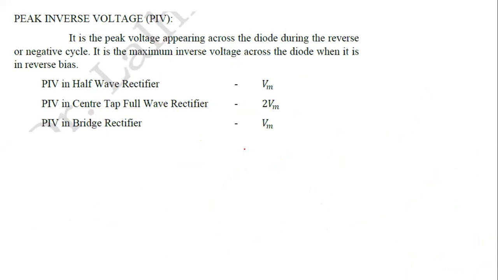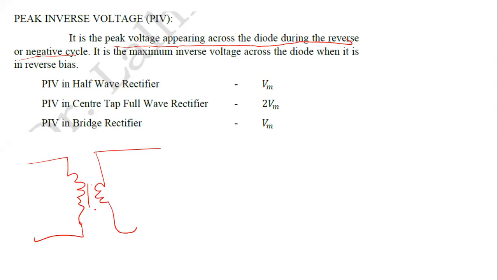Now let us define this quantity, the peak inverse voltage. The peak inverse voltage is the peak voltage appearing across the diode during the reverse or negative cycle. During the reverse bias condition, what is the peak voltage appearing across the diode? That is what is defined as the PIV, peak inverse voltage.